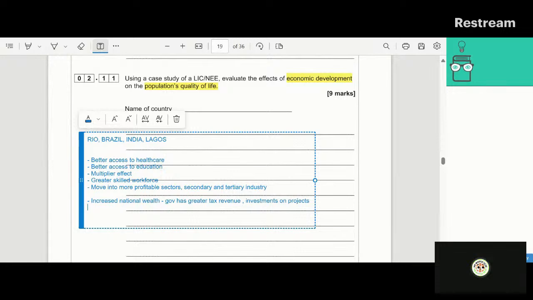Now, you could also evaluate this point, because with your 9 markers, what would really solidify that you're a grade 9 student is if you start to say, however, this point is weak because of the fact that... So I spoke about increased national wealth and the government having greater tax revenue. You could argue, however, that in countries, for example India and Nigeria, there's a level of corruption, so not all of the tax revenue is going towards improving the standard of living and quality of life. Some of it is going towards greedy politicians. And we can also argue that in the UK as well.